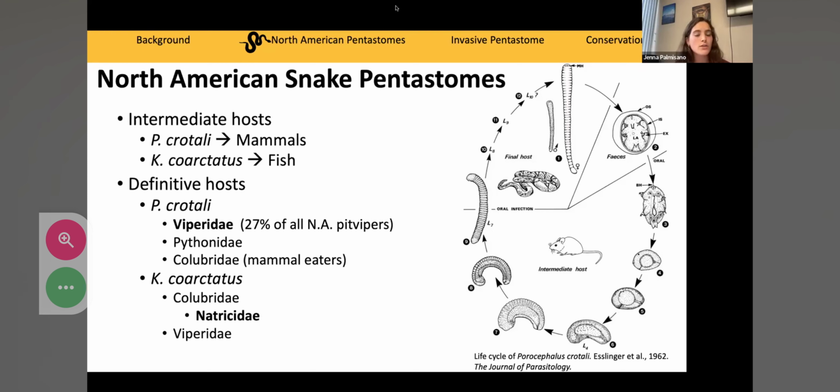And we know so much about this life cycle because in the 1960s, there were some experimental infections with cottonmouths and rodents. From what we know, Porocephalus coarctatus uses fish as intermediate hosts, but it might use other intermediate hosts as well. And we see the highest prevalence in natricines or water snakes. So though pentastome infections are diet dependent based on the intermediate hosts, there are always exceptions to those being infected, especially with snakes that have a more general diet and eat a variety of hosts.